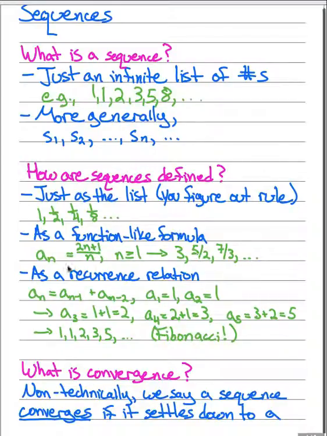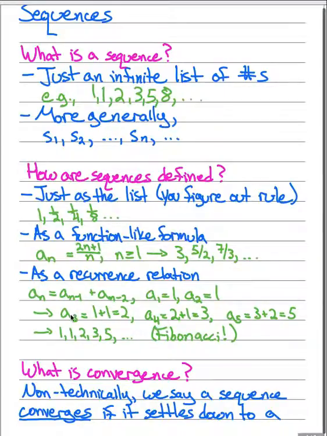Another kind of rule you can use to define a sequence is a recurrence relation. That tells you the nth element in terms of some previous elements. So here's an example. The nth element is equal to the sum of the previous two elements, and I'm going to tell you that the first element and the second element both are equal to 1. You have to know that in order to generate things from there forward.